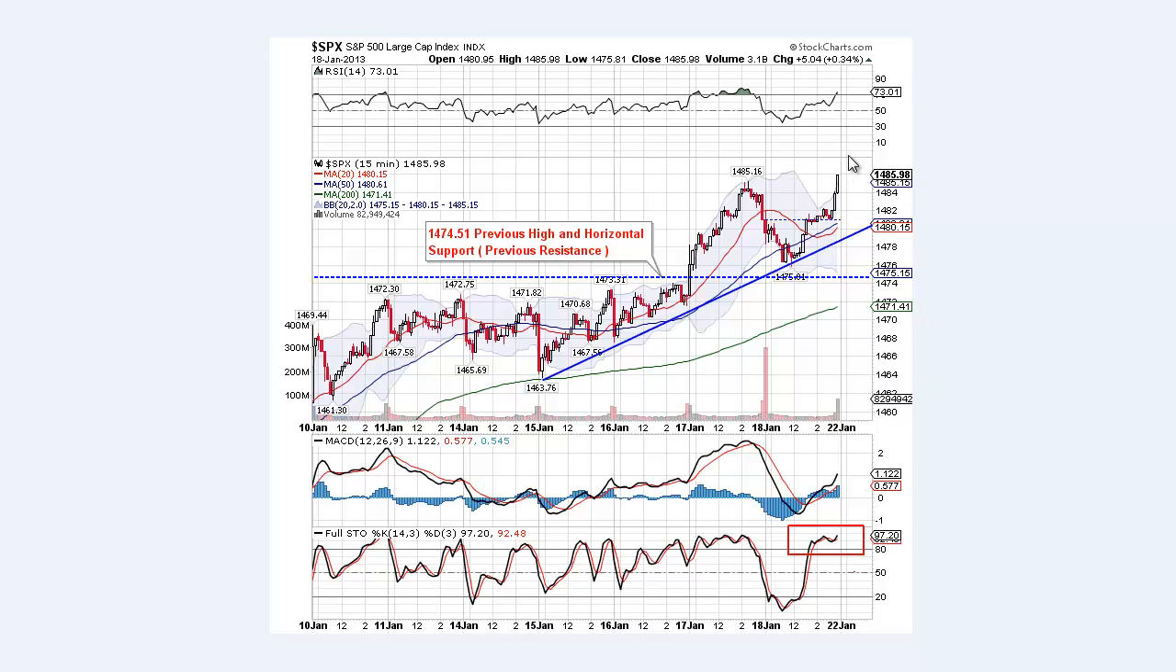Alternatively, if we see a bit of a consolidation and the price pulls back, levels for me to watch as levels of support would clearly be here at 1480 level, which is this rising trend line, also a cluster of 20 and 50 period moving averages on 15-minute time frame, all the way down to 1475 level, which is this dotted line as well.